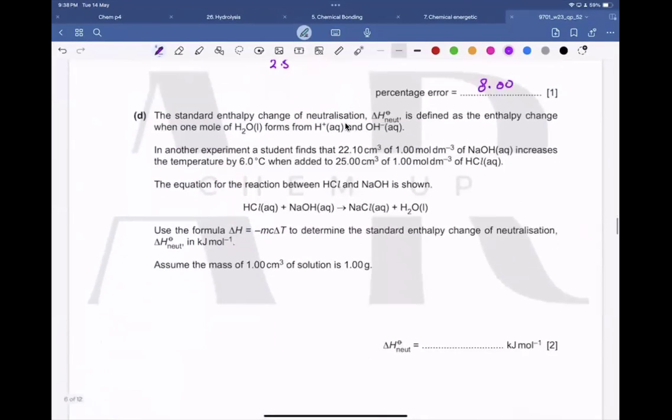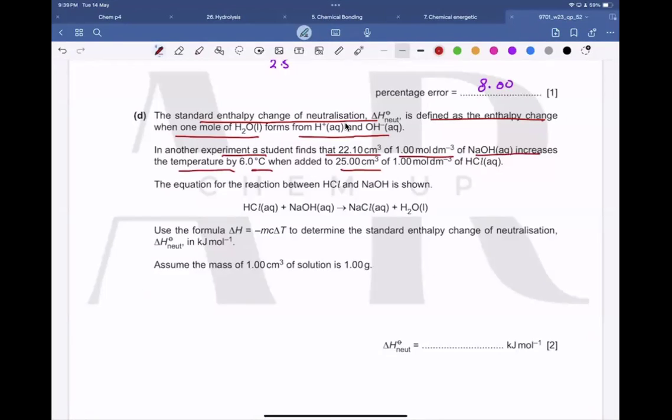Now, the standard enthalpy change of neutralization is defined as the enthalpy change when 1 mole of water forms from the hydrogen and the hydroxide, or acid and alkali. In another experiment, a student finds 22.1 cm³ of 1 mol/dm³ NaOH increases the temperature by 6 degrees Celsius when 25 cm³ of 1 mol/dm³ acid is added. The equation for the reaction is shown.